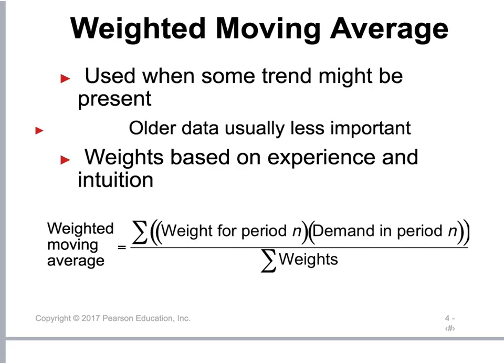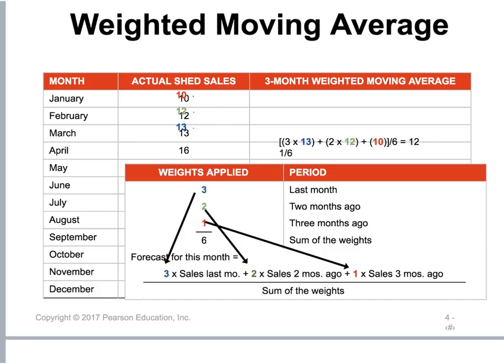The weighted moving average. Here we have a little trend, and we also want to put more weight, emphasis, or importance on the more recent data. That's based on experience and intuition. For example, we're going to go back to where January was 10, February was 12, and March was 13. But we have decided that we want to give the most weight to the most recent month, a little less weight to 2 months ago, and even less weight to 3 months ago.